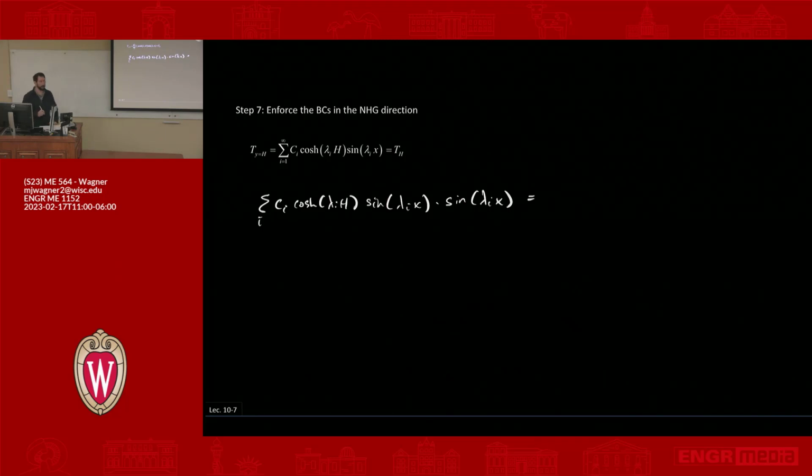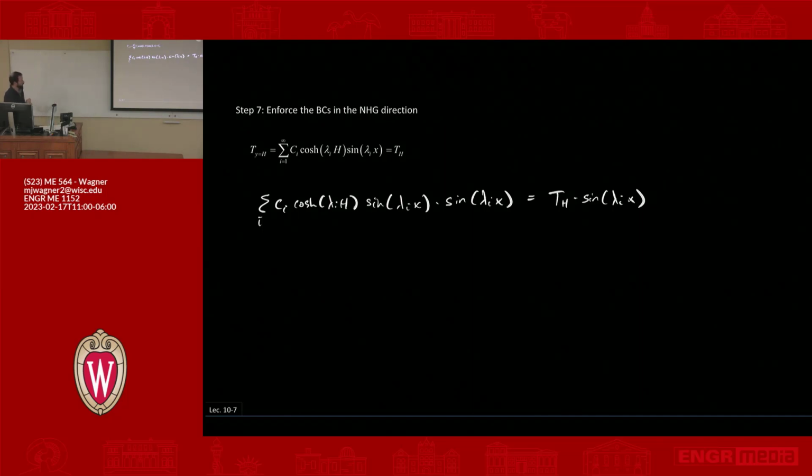And then on the right-hand side, we still have to keep in mind that this is a boundary condition we're enforcing. So on the right-hand side, we had th. So this is th over here. To keep the equation equal, we have to multiply the right-hand side by the eigenfunction as well. So sine lambda i x. So we haven't changed the function other than to multiply both sides by sine.